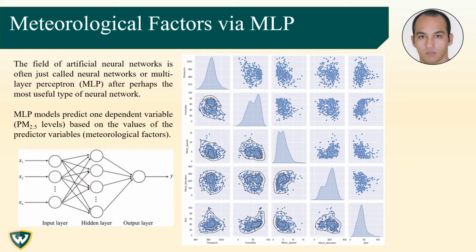Finally, the third class of neural networks that we use is the multi-layer perceptron, which is the most common type of neural networks. The multi-layer perceptron is a class of feed-forward artificial neural network which are specialized in predicting a dependent variable, in our case PM2.5 values, based on the values of independent variables, in our case the meteorological factors. In other words, MLP models the relationship between input features and the output through a multitude of nonlinear functions.